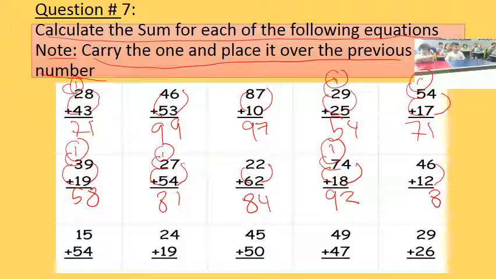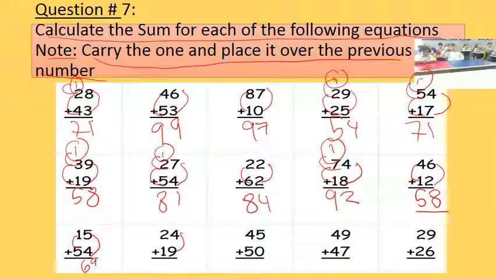6 plus 2. 6, 7, 8. Good job. 4 plus 1? 5. What is the answer? 6. Good. 5 plus 4? 9. 5 in your head. 6, 7, 8, 9. Good job. 1 plus 5? 6. What is the answer? 6.